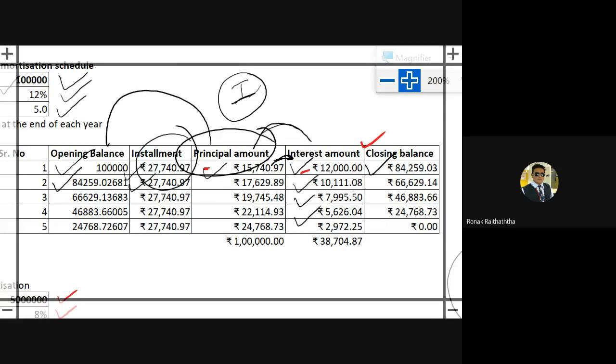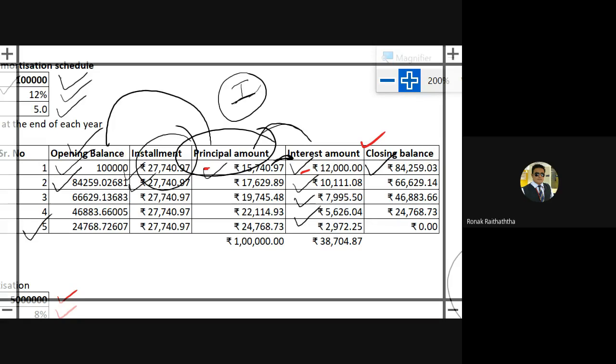So if we try to understand this in the simplest manner, there are 6 components of it. Number 1, serial number, as simple as that. Number 2, there would be the opening balance. Opening balance in period number 1 would be the total amount of loan because that needs to be paid. Number 3, the amount of installment which you make, which remains same for all the number of years because EMI remains same, you must have observed.